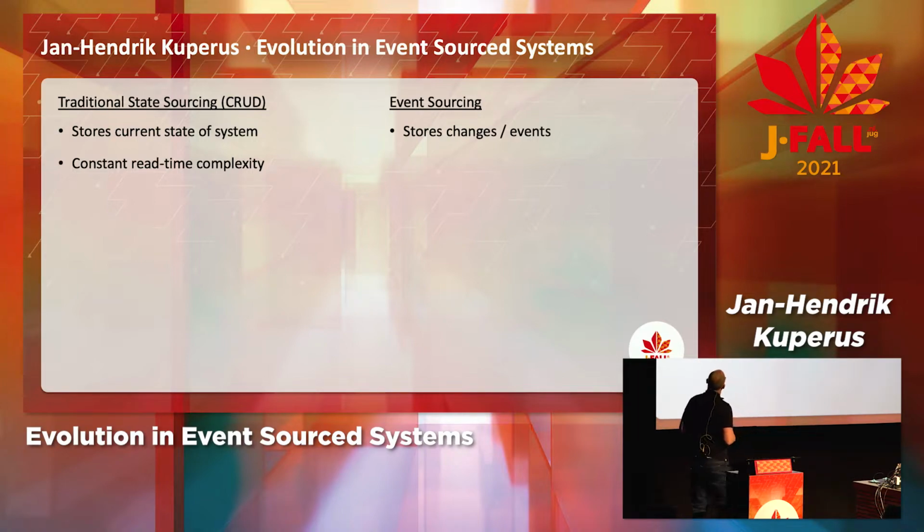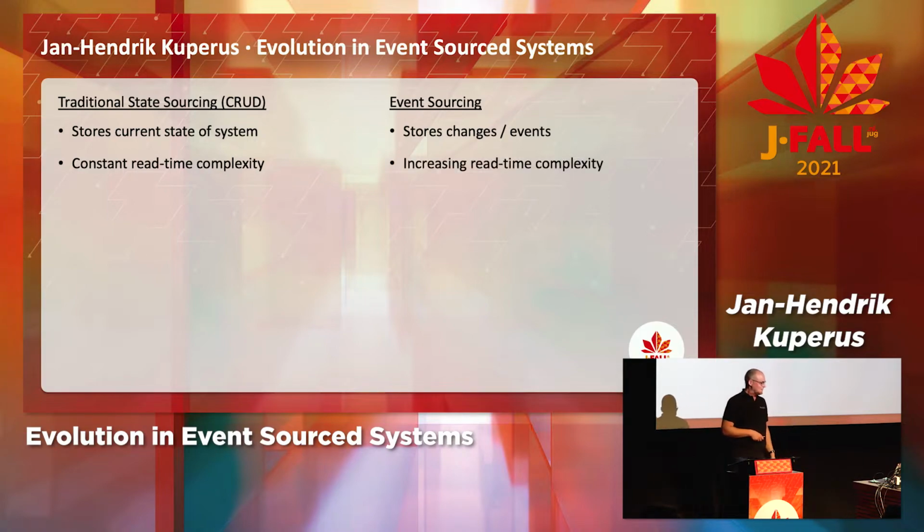For CRUD, we have a constant read time complexity. You read state and it's just there, you read from the table and it's there. Whereas if you're going through the event stream, that thing gets bigger and bigger. So if you want to know the current state, you have more and more events to process before you actually know what the actual state is.